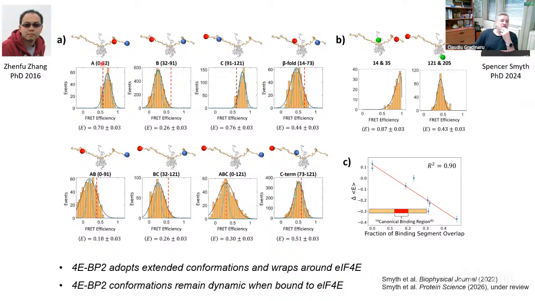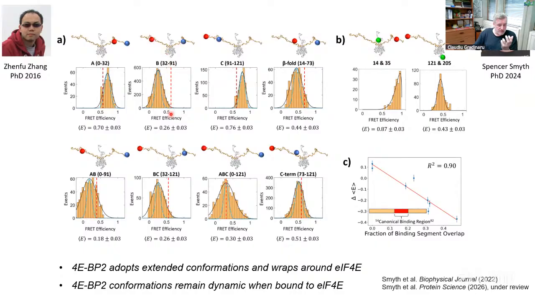Of the N terminus, the first 32 residues, when we measure this distribution in the free state, we get the histogram around the vertical red line. Now, when it's bound, it shifts to higher FRET efficiency, meaning that the two probes get closer. The same we see at the other terminal, but if we go somewhere in the middle, say between 32 and 91, it's exactly the opposite trend.